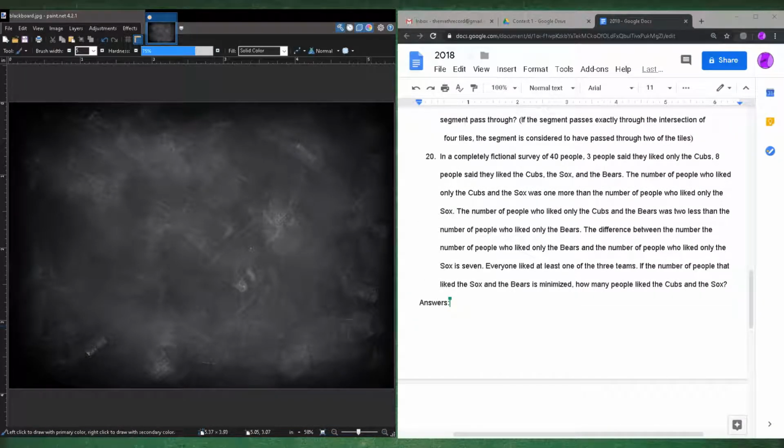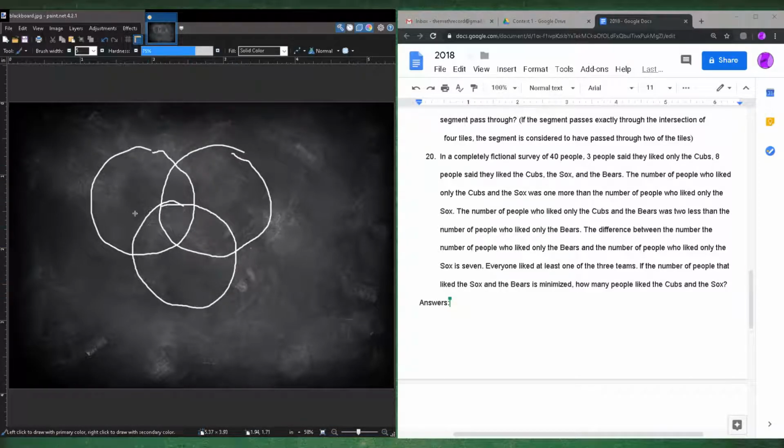Okay, the long answer. In a completely fictional survey of 40 people, 30 people said they like only the Cubs, 8 said they only like the Cubs, Sox, and Bears. The number of people who like only the Cubs and the Sox was more than the people who like Cubs. Okay, so there's 3: Cubs, Sox, and Bears. Before I finish reading that, let's label this. So we have a Venn diagram. We have Cubs, Sox, and Bears, and there's 40 people in here plus the outside in case there's any.